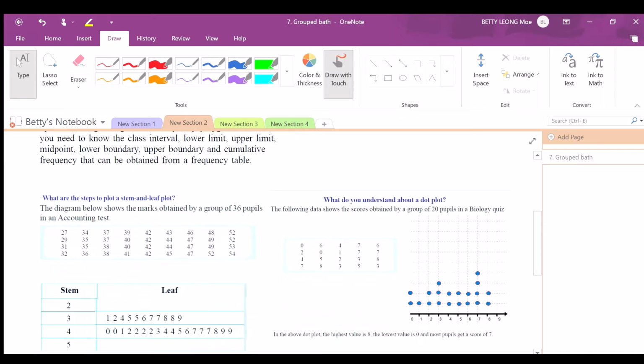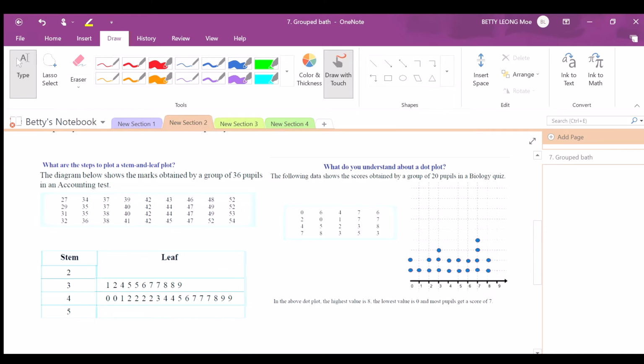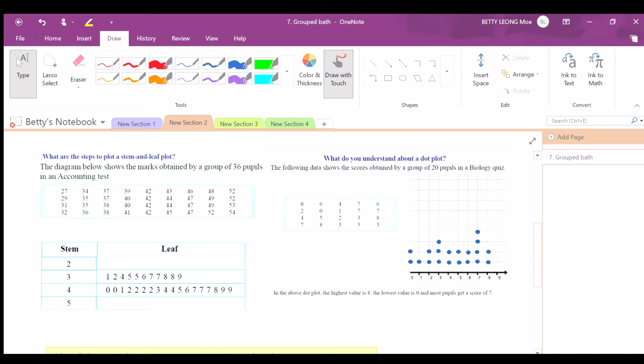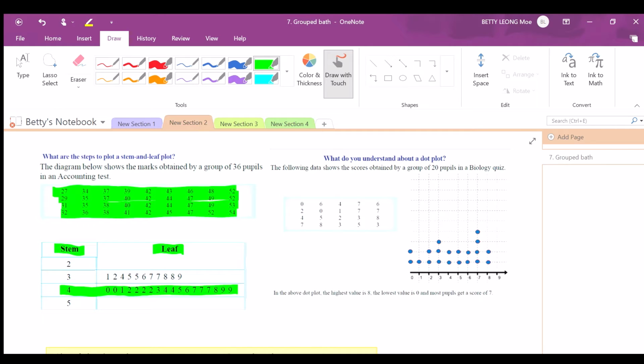This is your data. It's all ungrouped, all scattered here, and you make your stem and leaf, and you can see how the data is dispersed or scattered.